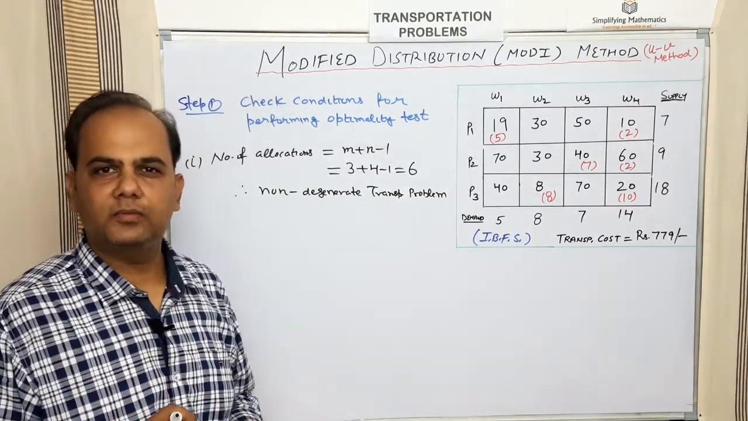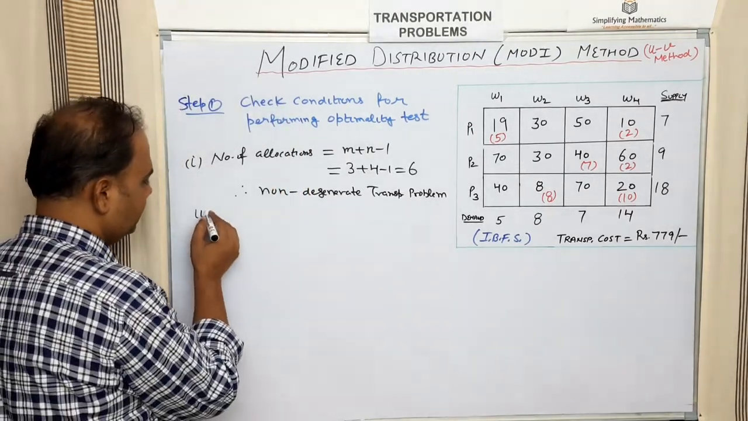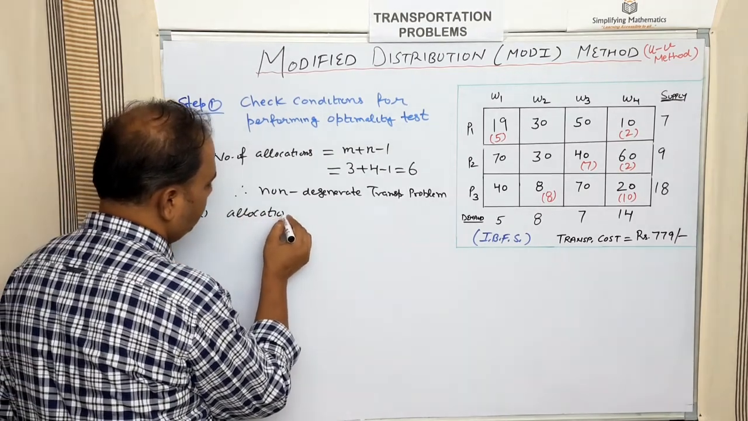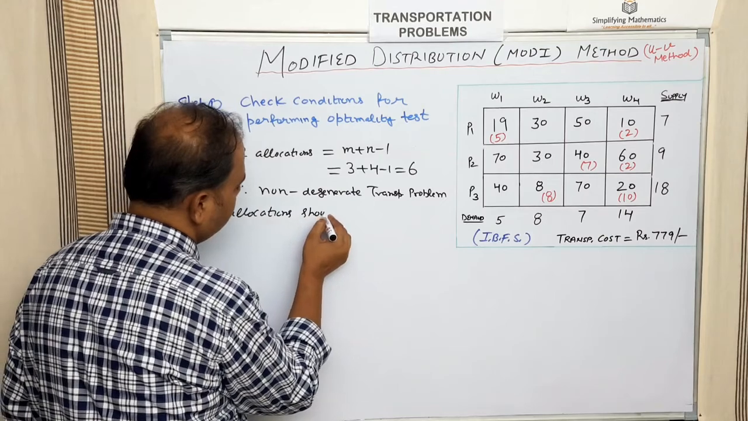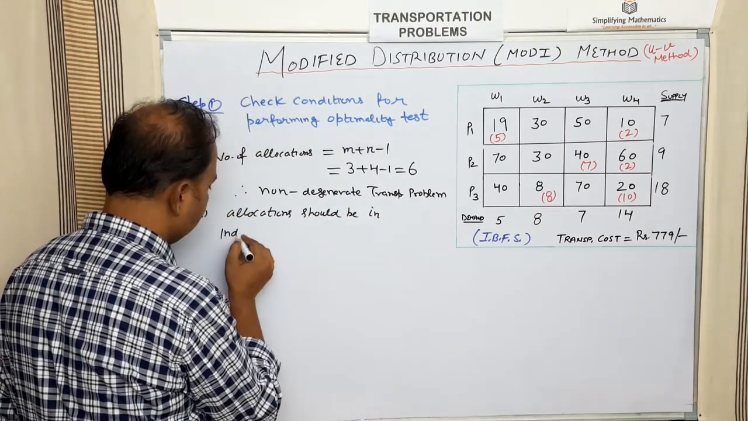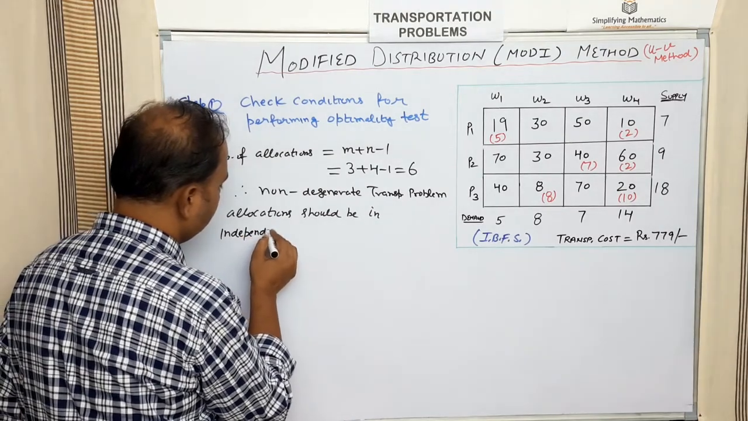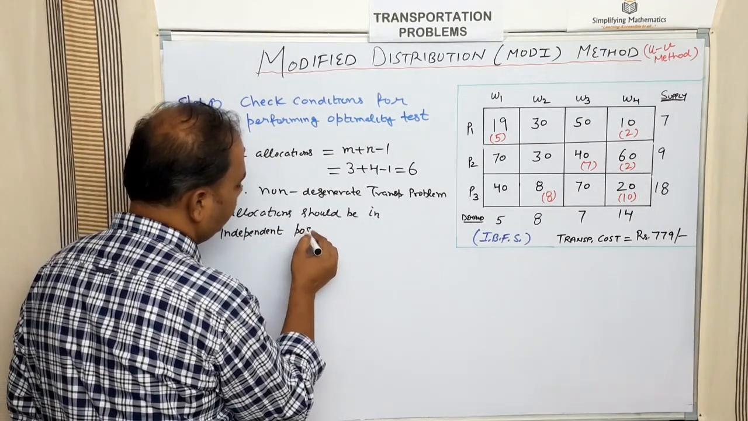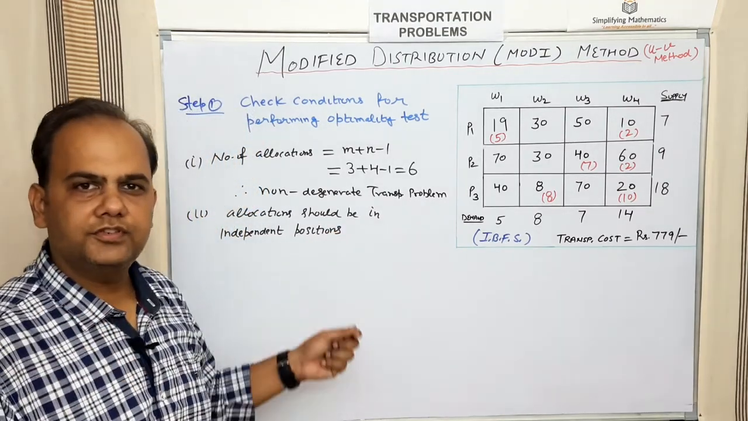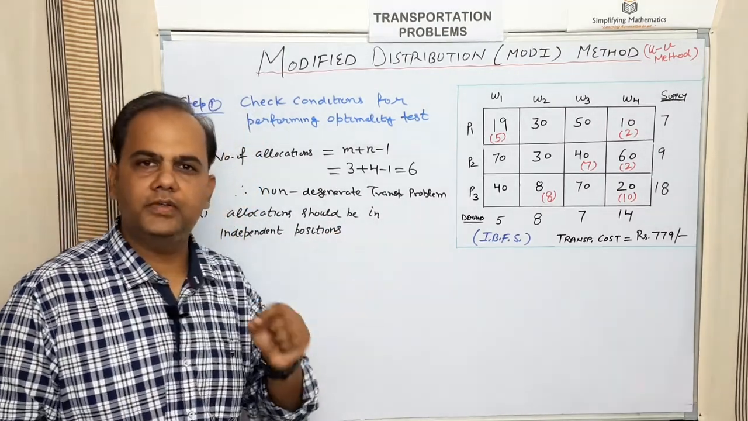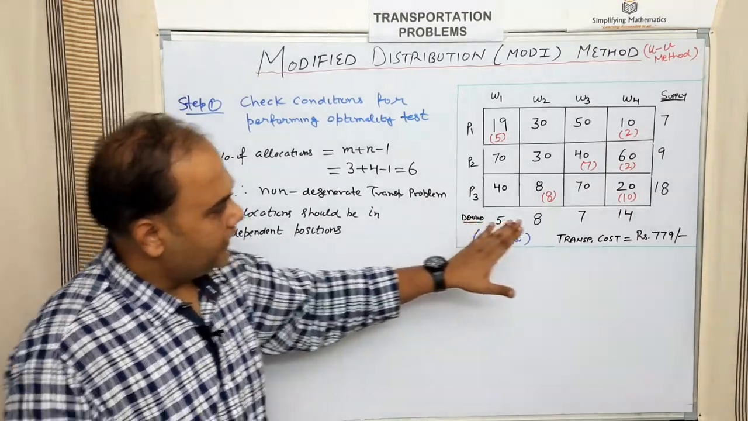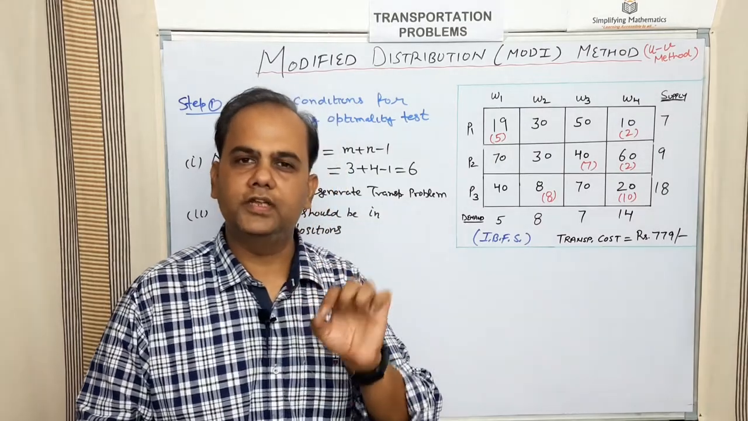Now the second condition for performing the optimality test is that allocations should be in independent positions. Independent positions means there should not be any closed loop formed with the allocations. That is, whatever allocations there are, they should not form a closed loop.